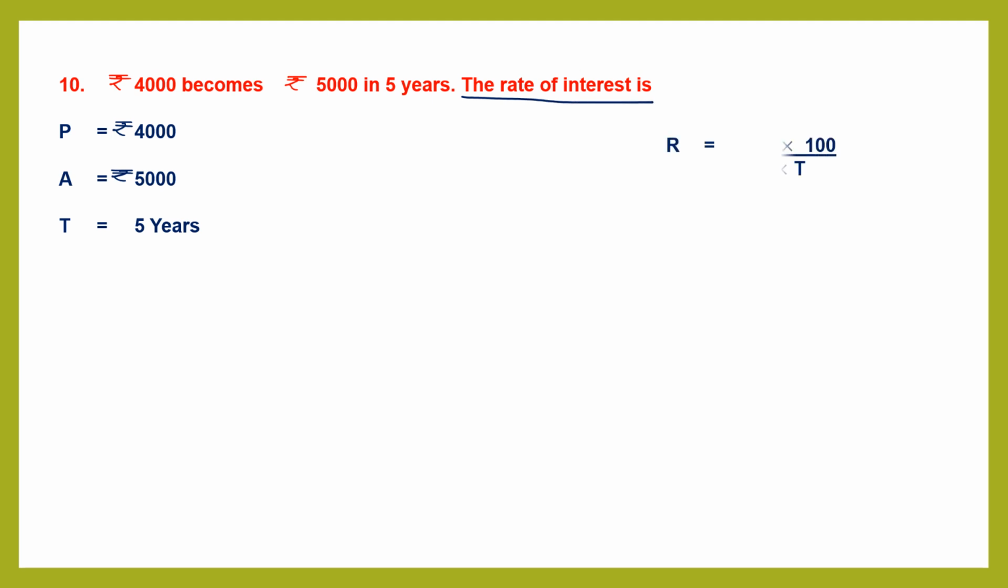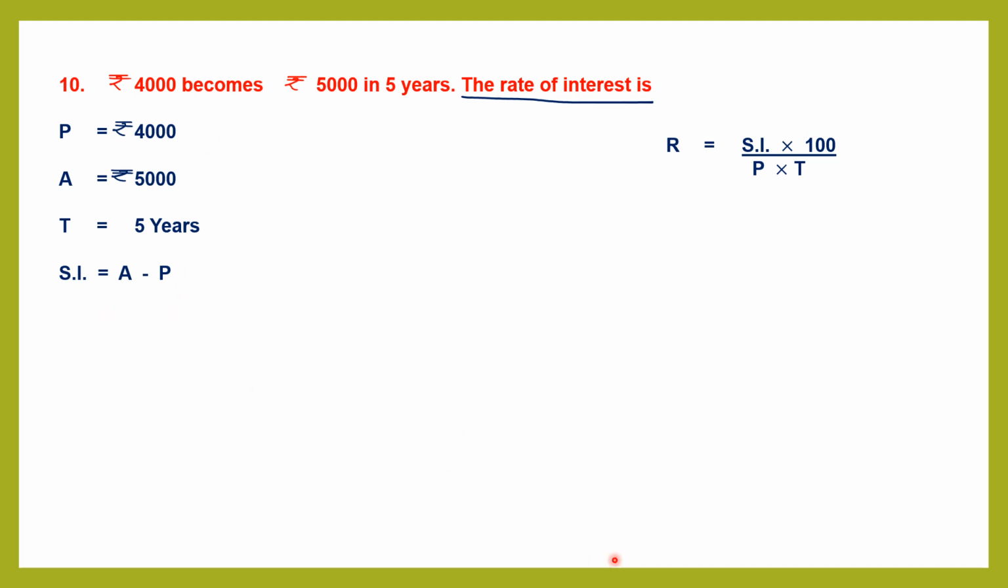And what is the formula? The formula is this. That is simple interest into 100 by P into T. Now what is the formula for simple interest? Simple interest, the usual formula is P into R into T by 100. But we also have this formula, that is simple interest is equal to amount minus principal. Because we have both amount and principal, we can apply this formula.